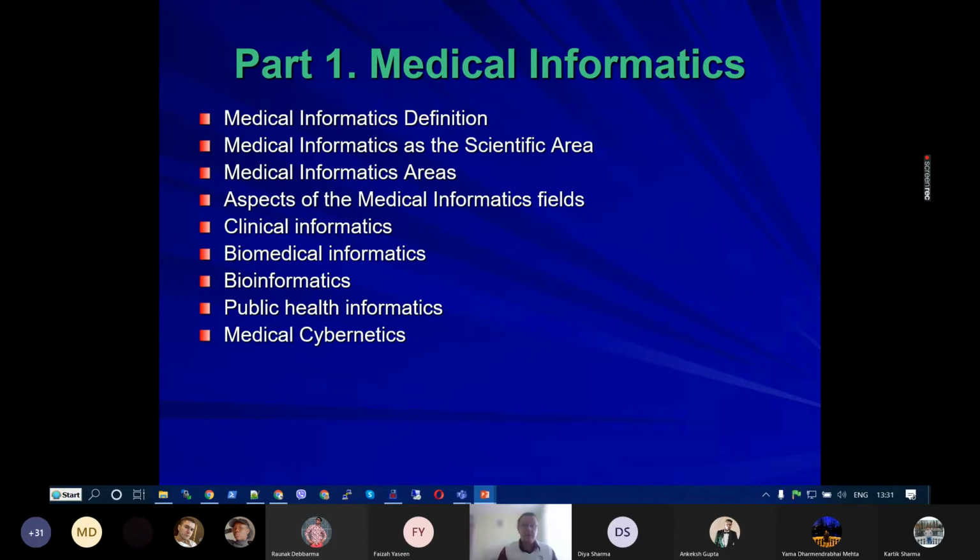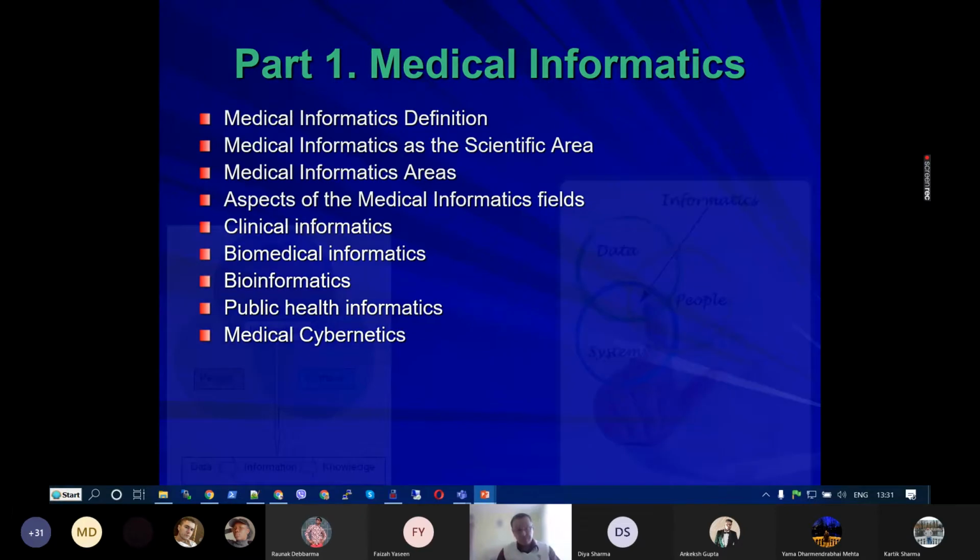the definition of cybernetics and medical cybernetics and main areas of study, because in fact it is very difficult to distinguish medical informatics from medical cybernetics. They are very tightly joined together.